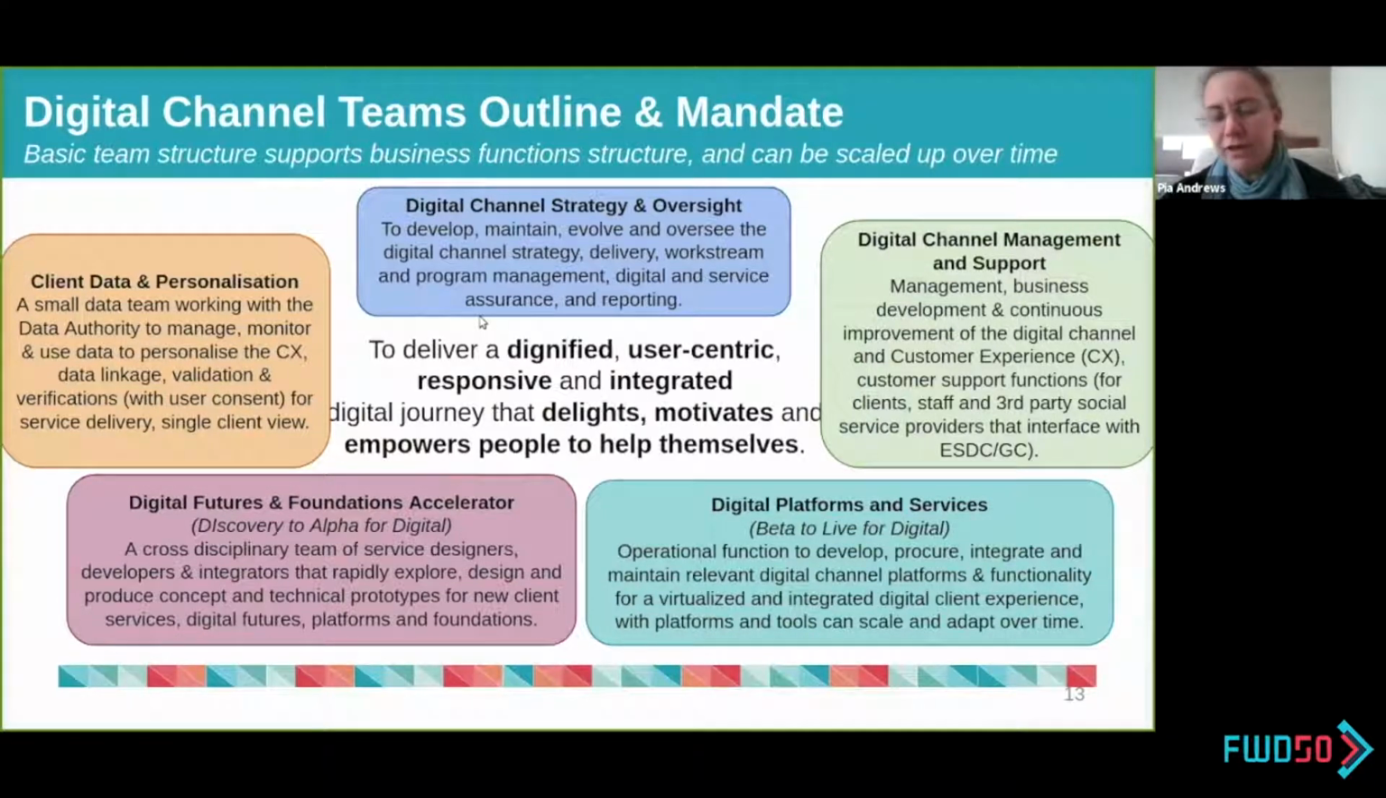The Digital Futures and Foundations Accelerator, which is very heavily rooted in service design and emerging tech and exploration work, so discovery to alpha work, and then the Digital Platforms and Services team, which will be responsible for the running of the digital platform, so all of that front-end presentation layer, infrastructure and service analytics relating to it. And they were very much related to the beta to live functions for the digital channel. All of them very tightly focused on that original mandate that we spoke about, to deliver a dignified, user-centric, responsive, and integrated digital journey that delights, motivates, and empowers.